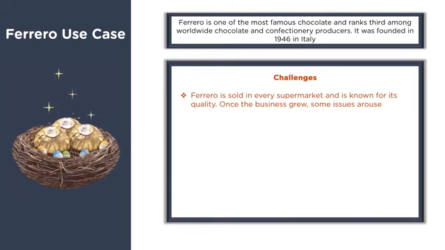The challenge here was that Ferrero, as we know, is sold in every supermarket and is known for its quality. Once the business grew, some issues arose, right? And that's what happens when the business grows. You have issues popping up, which could be related to the volume of data, the speed with which the data is getting generated, the variety of data, and also your platforms which support different dynamic applications, your scalability requirements, performance requirements, and so on.